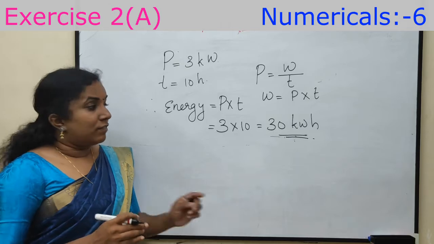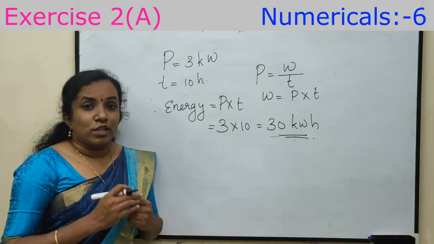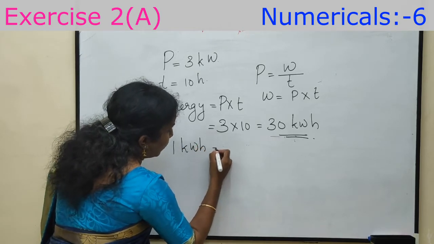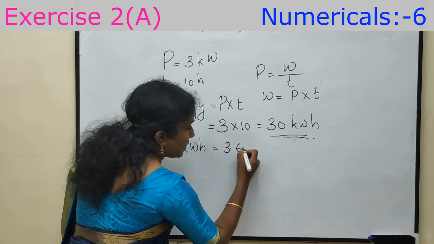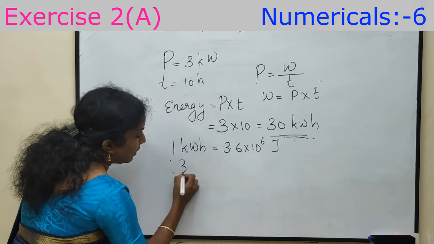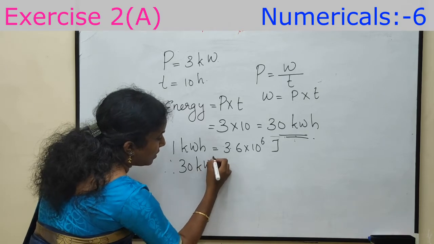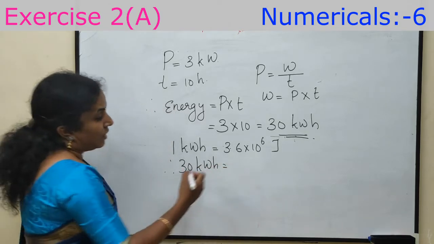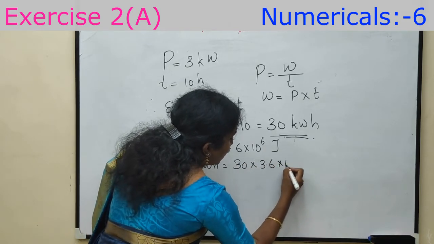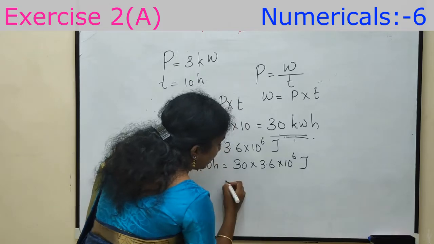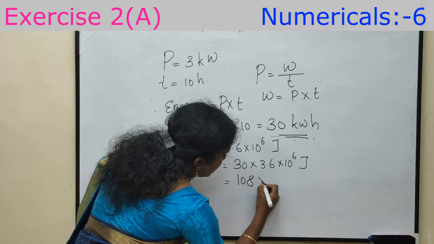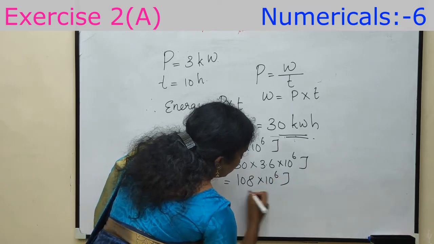Now, we need to convert this 30 kilowatt hour into joule. 1 kilowatt hour is equal to 3.6 into 10 raised to 6 joule. Therefore, 30 kilowatt hour is equal to 30 into 3.6 into 10 raised to 6 joule, which on multiplying we will get 108 into 10 raised to 6 joule.